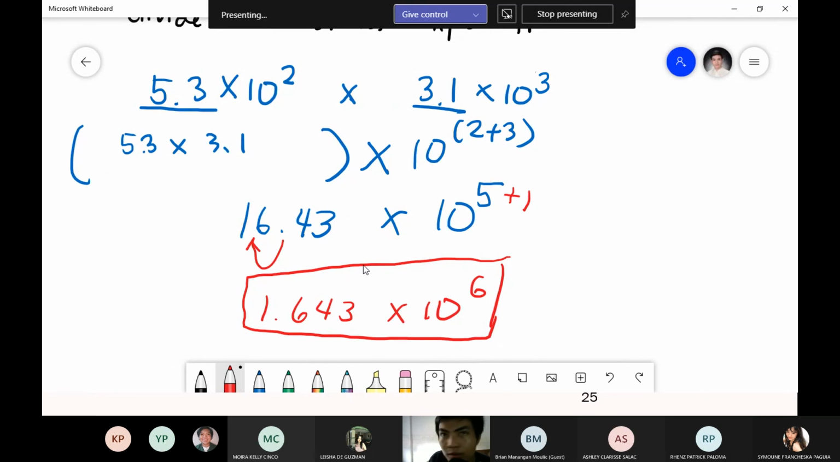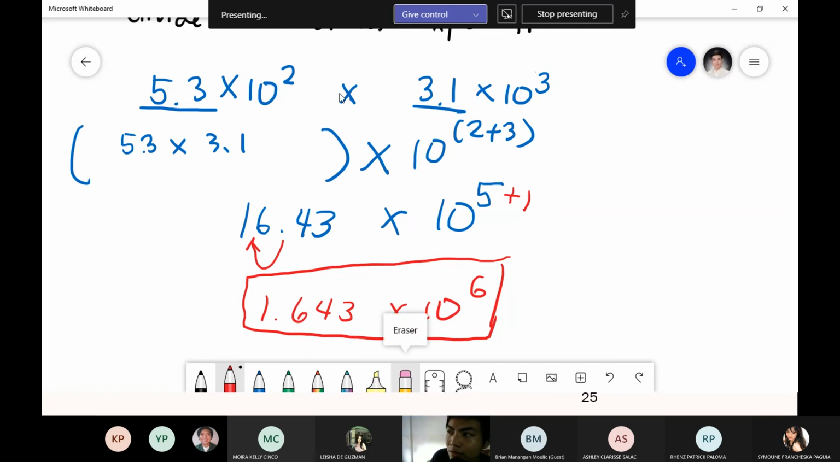Pag may question or may clarification, sabihin nyo na ha. Okay. So for now, I think wala pa, no? So medyo clear naman sana, no? Kapag multiplication, multiply mo lahat ng integer as yung exponent, i-add mo lang. Kapag division, gawin natin. Okay.